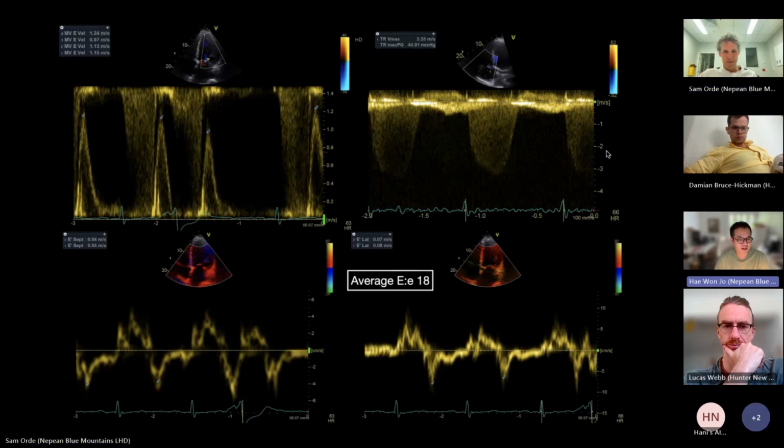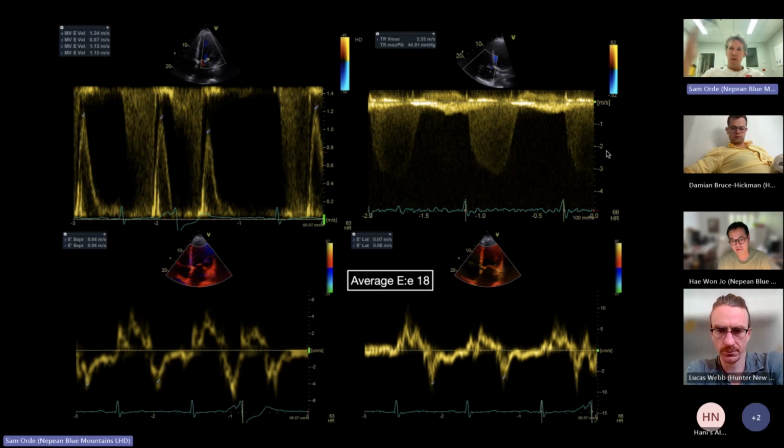Again, there are a lot of indicators of raised left atrial pressure. Like E velocity is really elevated. Septal E prime is abnormally low, as well as the lateral E prime. And TR velocity is very high as well.